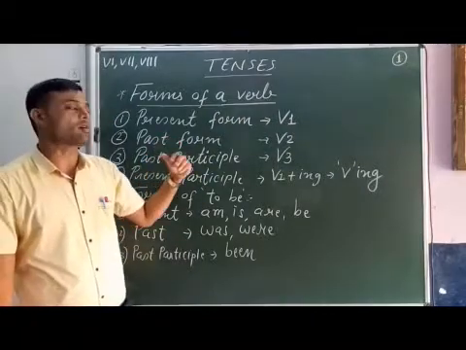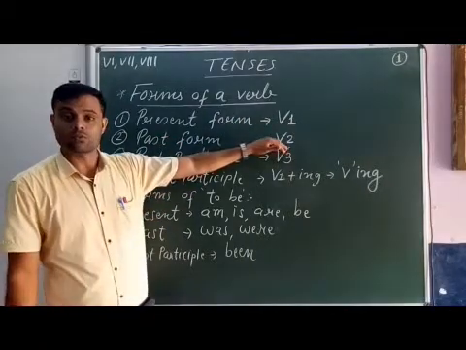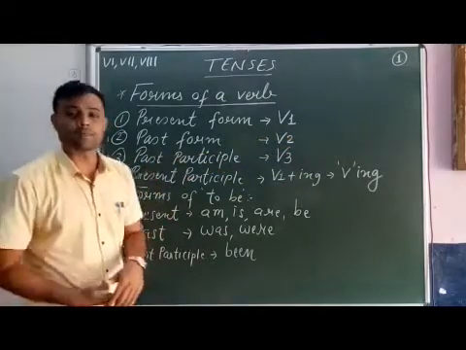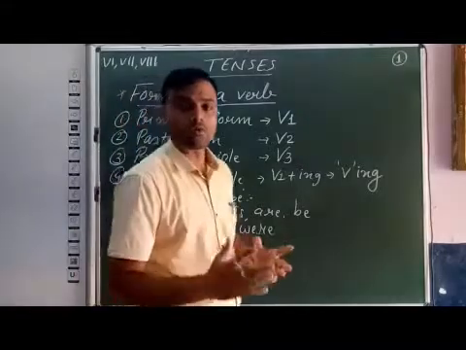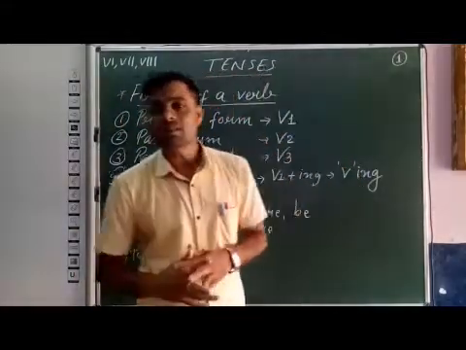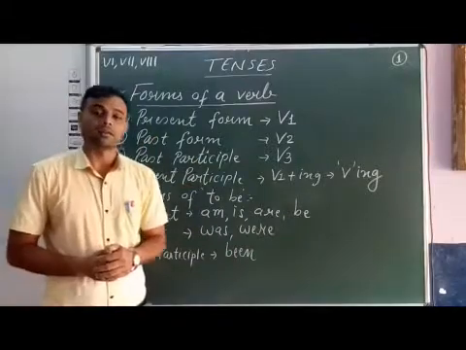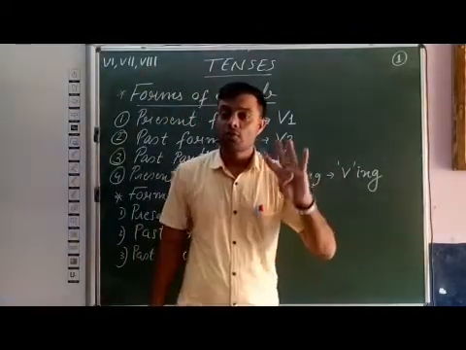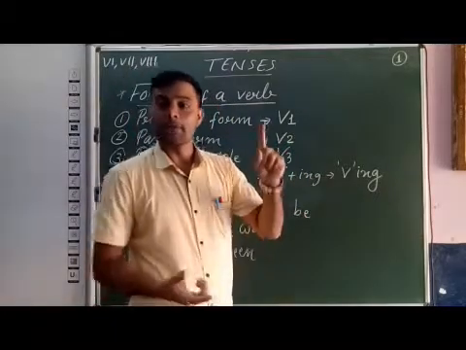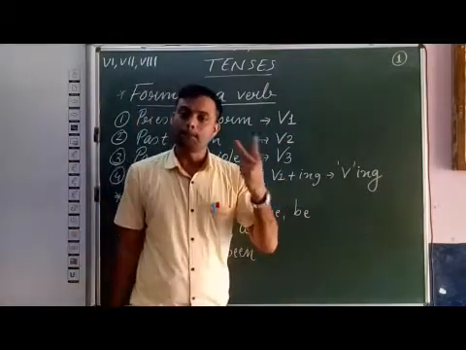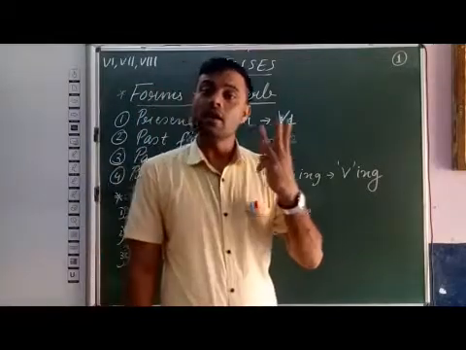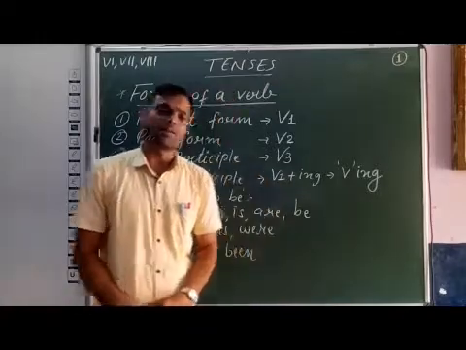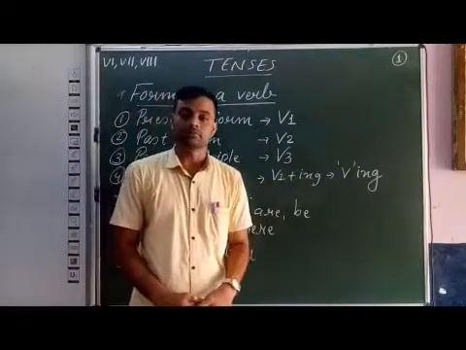Past form we can denote it by using V2, verb 2, second form of the verb. Third, that is past participle, that is V3, third form of the verb. Fourth, present participle, it means verb with ing. So remember students, four forms of verb: present form V1, past form V2, third past participle V3 and fourth present participle, it means verb with ing.